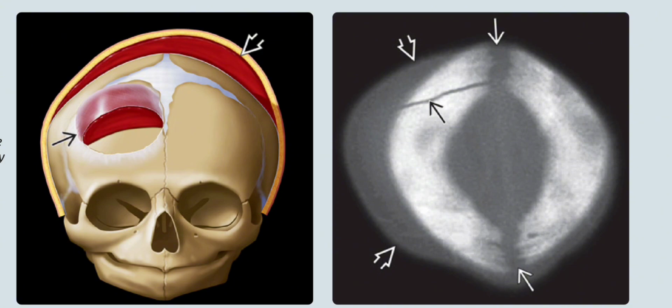Right is the bone CT scan in a newborn with a traumatic delivery, and it shows a linear skull fracture and cephalhematoma overlying the parietal bone. Also noted is the cephalhematoma. It is not crossing the sagittal suture.